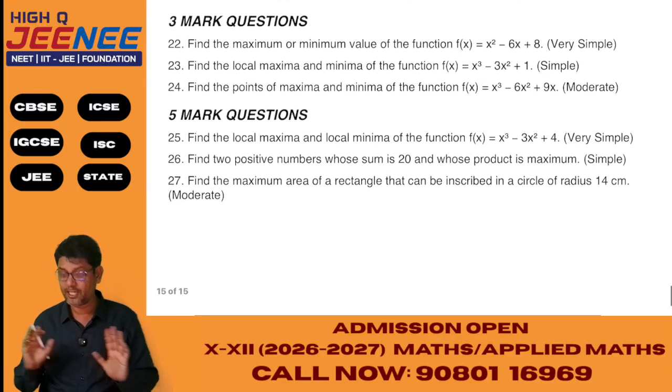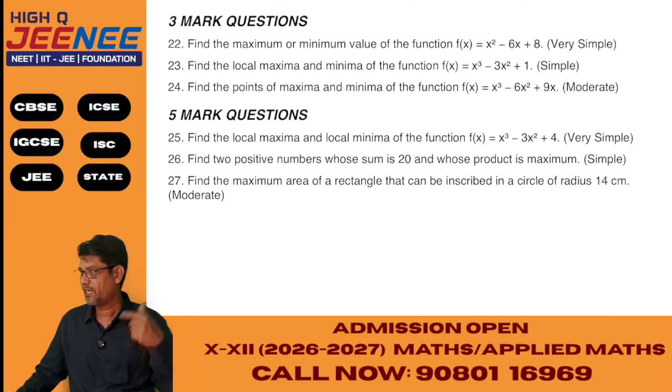Next. But it's a 2-mark question. If they ask for stationary points, directly you leave it as it is. X is equal to plus or minus root 2. That's it. No need to proceed further.